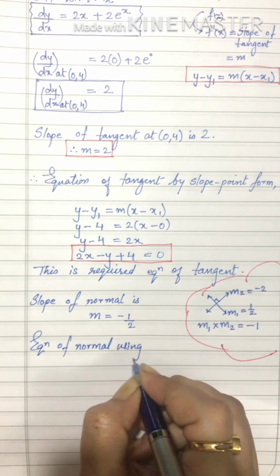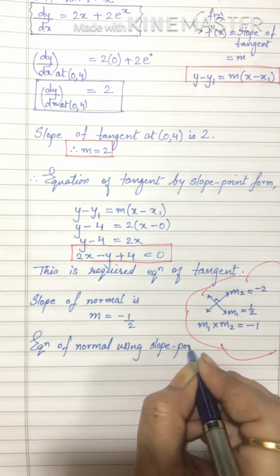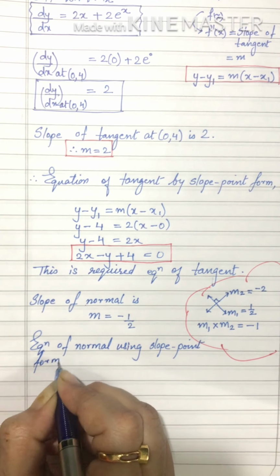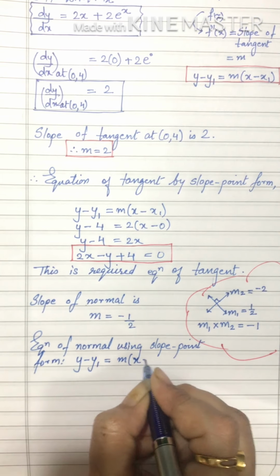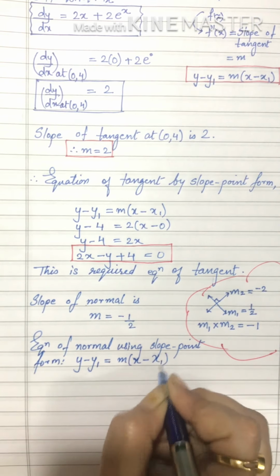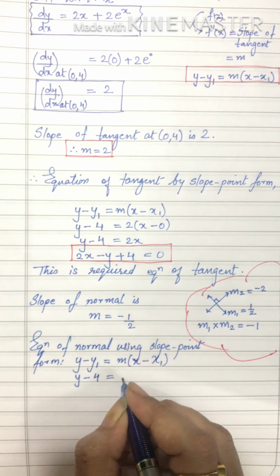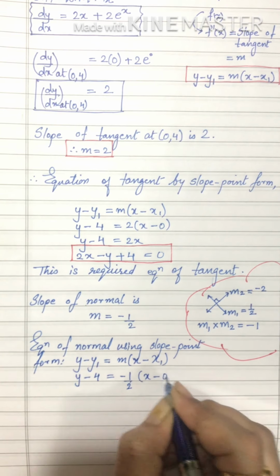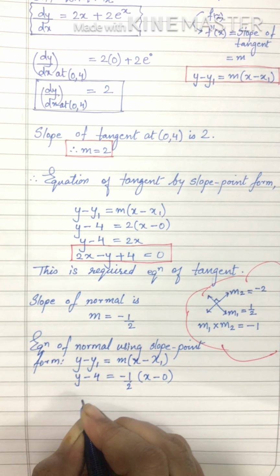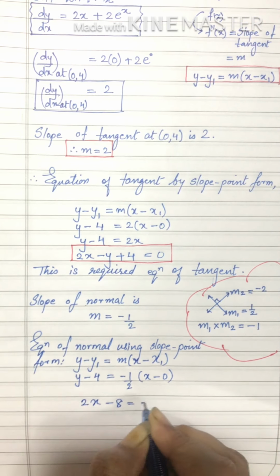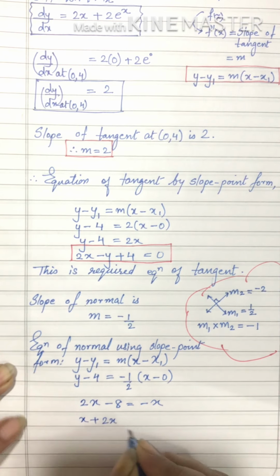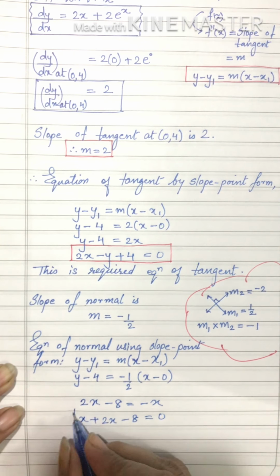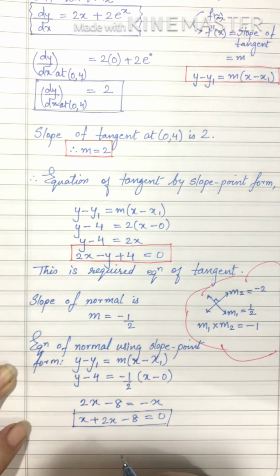Again I specify using slope point form. Okay, so what we get, y minus y1 is equal to m into x minus x1. We will substitute. Again x1 y1 are the coordinates 0 and 4 given to us, and here m value will change, that is -1 upon 2 into x minus 0. Now on solving this we get 2x minus 8 is equal to minus x. We'll just take this x to LHS, so we get x plus 2y minus 8 is equal to 0. This becomes our equation of normal.